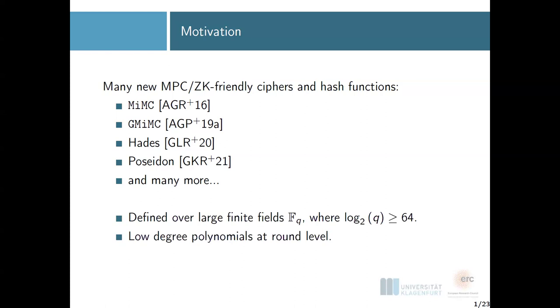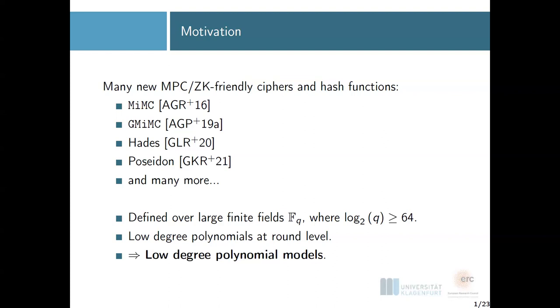First, they should be native over a large prime field. The prime modulus is typically a 64-bit integer or larger. And second, these primitives should exhibit a low number of multiplications for evaluation. Typically, you can achieve this by utilizing low degree polynomials at round level. But this has an important consequence. You can also model the cryptographic function with low degree polynomial systems.